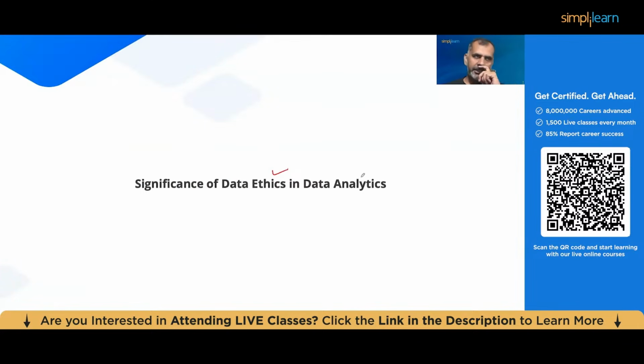So, like I said, the primary objective of data analytics is to convert your raw data into insights, but in this process also, we have to collect the data, we have to process the data, we have to store the data somewhere, and then sometimes you have to share the data also. So again, data ethics becomes very important in the process of data analytics also.